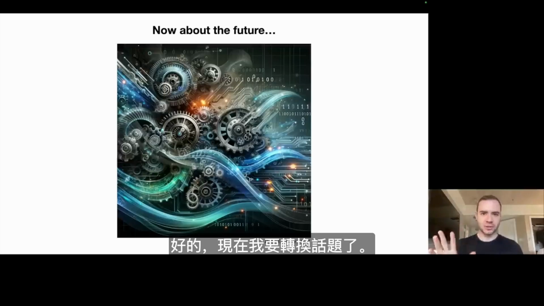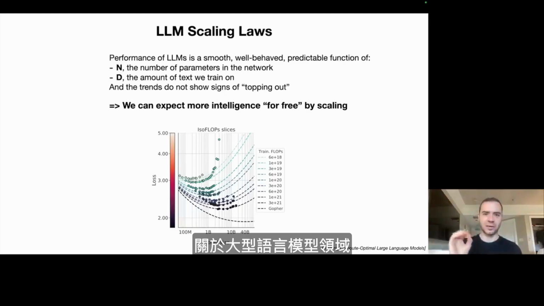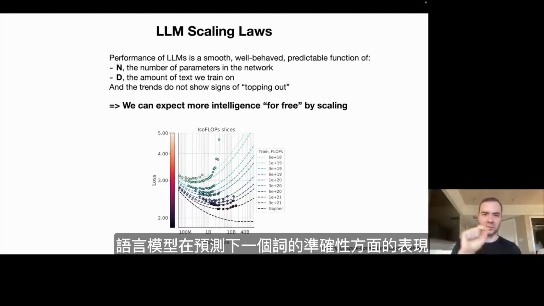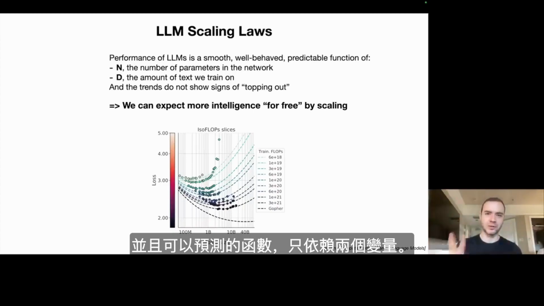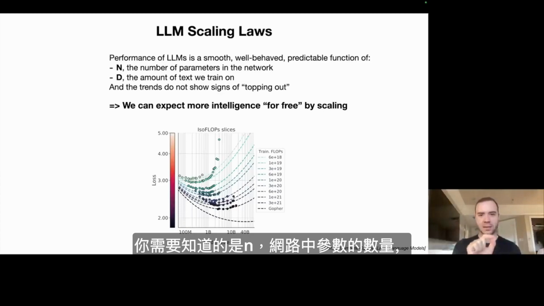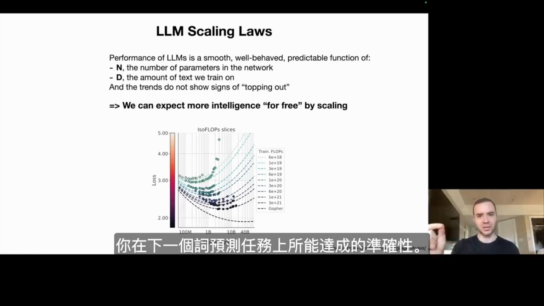Okay, so now I'm going to switch gears and we're going to talk about the language models, how they're improving, and where all of it is going in terms of those improvements. The first very important thing to understand about the large language model space are what we call scaling laws. It turns out that the performance of these large language models in terms of the accuracy of the next word prediction task is a remarkably smooth, well-behaved, and predictable function of only two variables. You need to know N, the number of parameters in the network, and D, the amount of text that you're going to train on. Given only these two numbers, we can predict to a remarkable accuracy, with a remarkable confidence, what accuracy you're going to achieve on your next word prediction task.